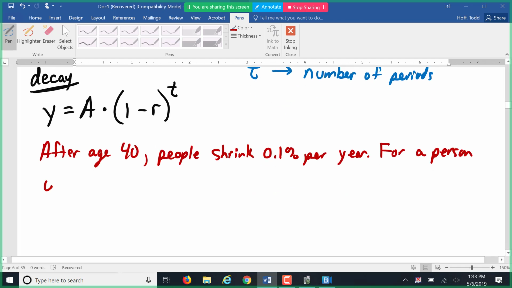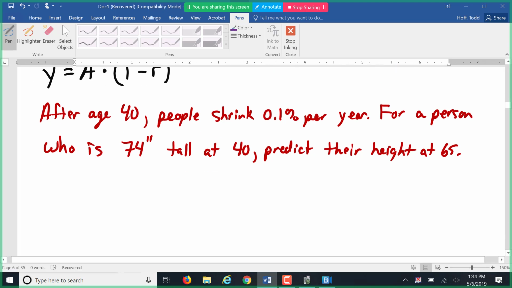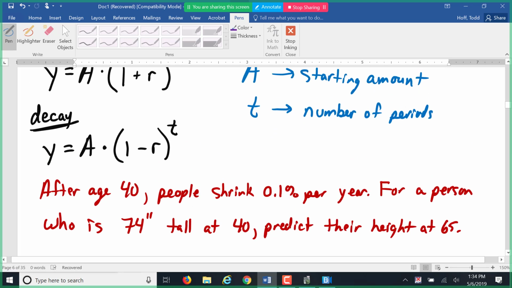For a person who is 74 inches tall at 40, predict their height at 65. I'm going to give you a minute here, see what you come up with for the formula. Remember, decide whether it's growth or decay, and we'll see what you come up with.